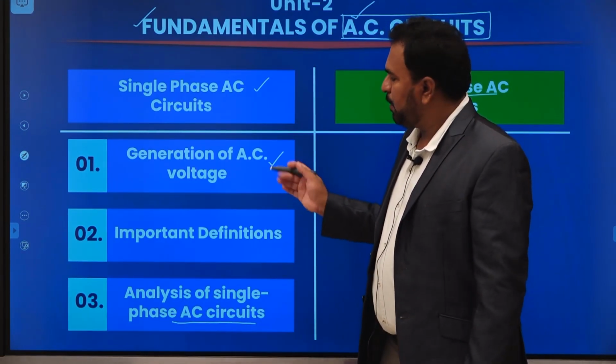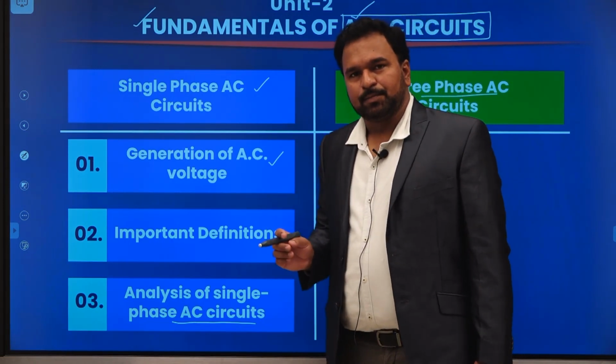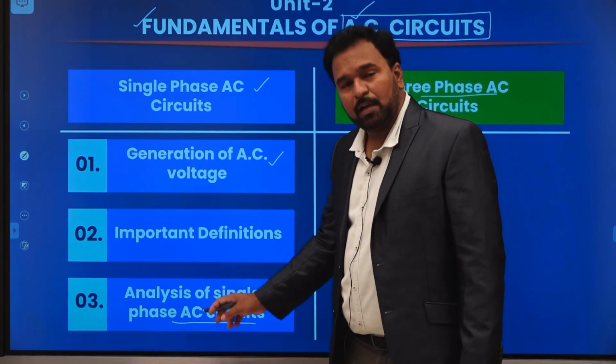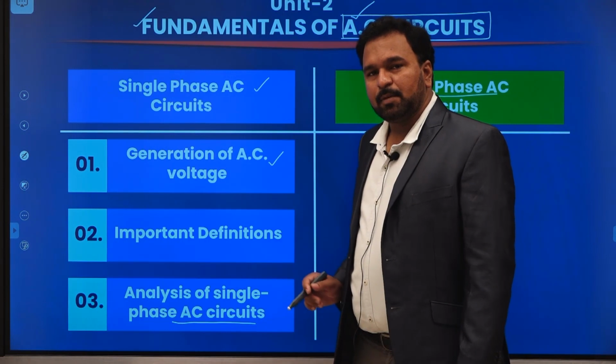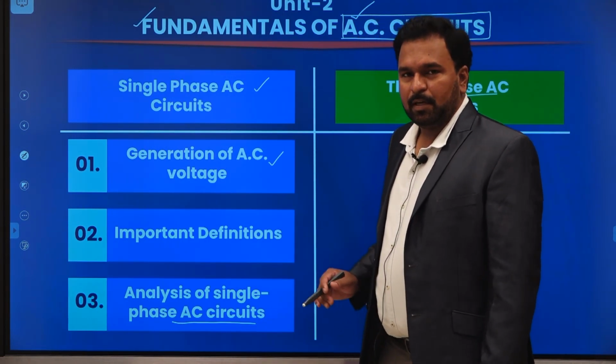In the first unit, we analyzed or simplified circuits which contain only resistors. But in these AC circuits, we are also going to include the other two basic elements, which are nothing but the inductor and the capacitor. And we are going to analyze the circuits with the combination of these three elements.